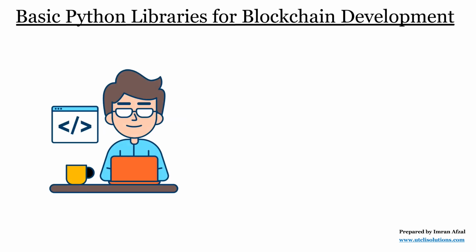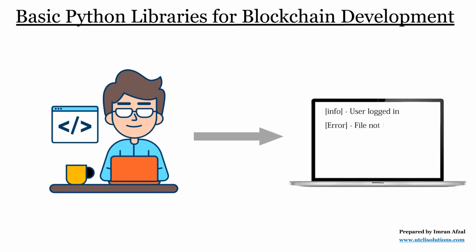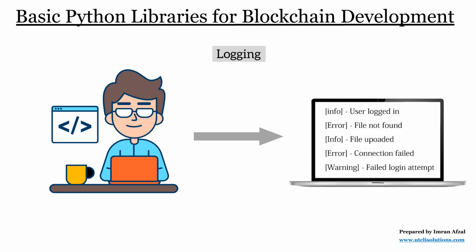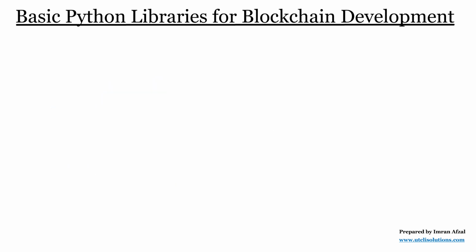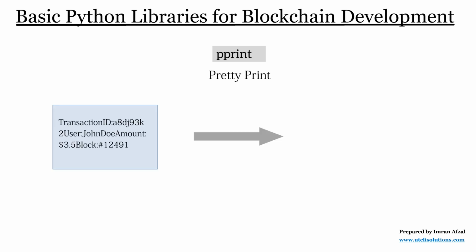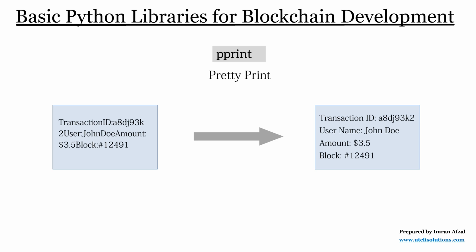Developers also use logging to keep track of errors and events in the program. Python has a built-in logging library that helps with this. Logging is helpful when something goes wrong and we want to find out what happened. Another good library is pprint. It stands for pretty print. It helps us print the data in a clean way, which makes testing and reading outputs easier.